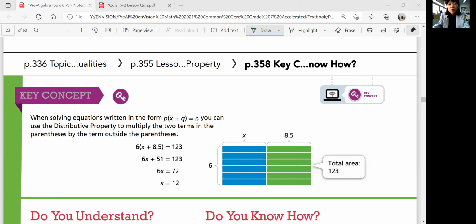Okay, so now that we learned how to solve equations, in the next lesson, 6-4, we're going to solve inequalities using addition or subtraction. I'll see you in the next video about inequalities.